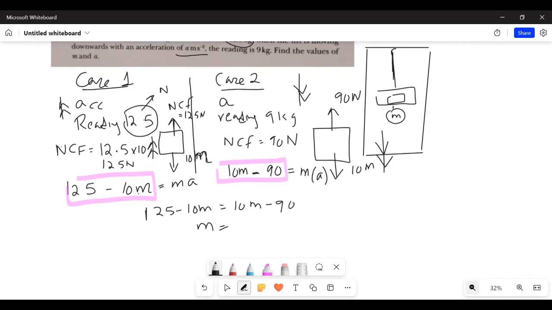10.75 and 0.75. Okay, so this is the mass, it has to be in kgs. Now find acceleration. Use either one of the equations with the value of m just found.